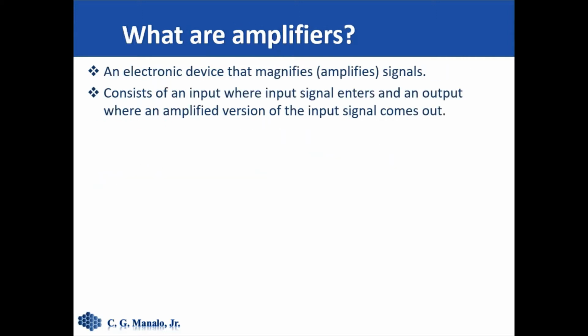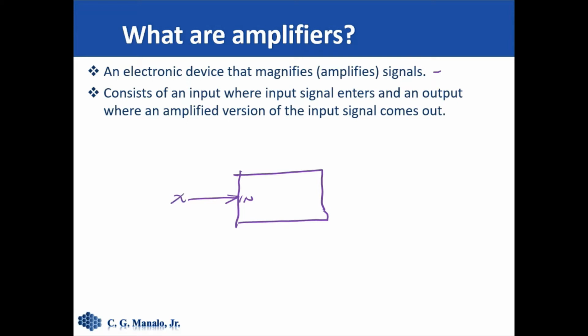But what are amplifiers? Amplifiers are devices that simply magnify the signals that go through them. It consists of an input. So let's say this is our amplifier. A signal goes through the input. So let's say this is X.